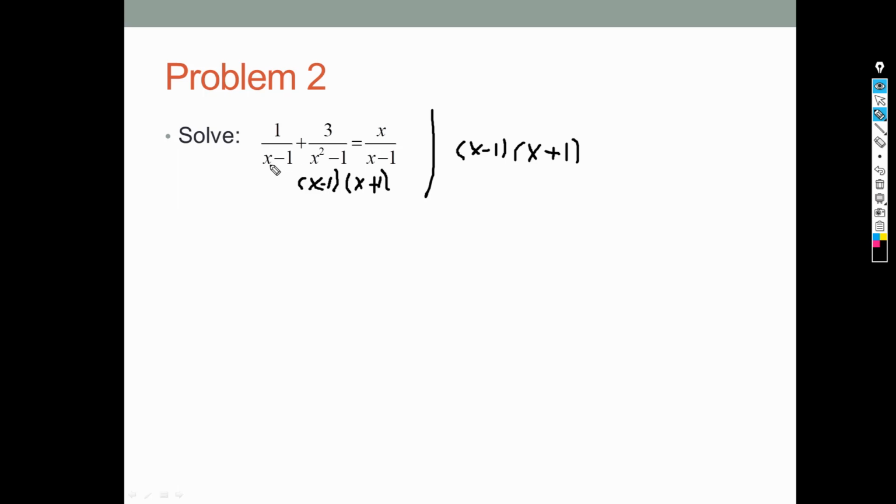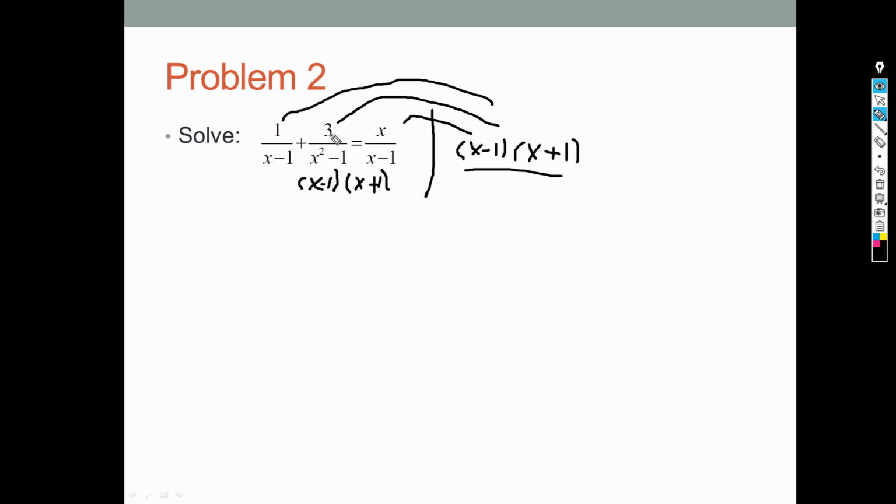So the LCD will contain a factor of x minus 1 from this one, and x minus 1 from this one is already there. You don't put it twice. And then this middle one here has x minus 1 and x plus 1. Okay, it's already got it. There it is. Okay, so now you're just going to multiply. This multiplies that one, cancel out the like factors, then this one, and then this one. So for the first one, the x minus 1 and the x minus 1 will cancel, leaving me with x plus 1 over here.